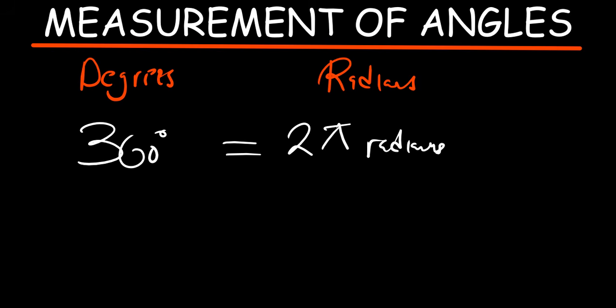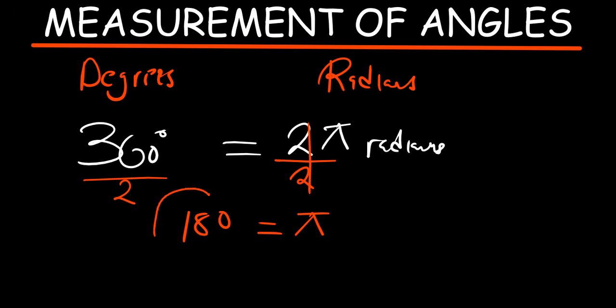Okay, now we can divide by 2 on both sides, just to simplify our expression. Now if we divide by 2 this side and this side, when the 2 divide, I'm just going to remain with pi. On the other side, 360 divided by 2, that is 180. This is a conversion factor that I don't want you to forget. Okay, so you'll be asked to convert from degrees to radians, and you must be able to do that. Okay, let's solve some examples.